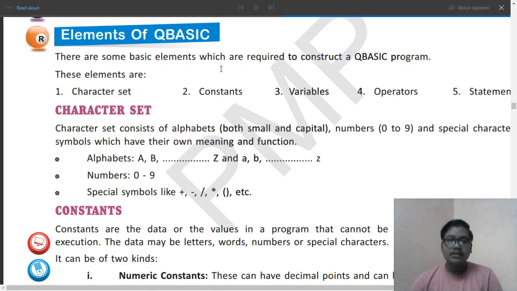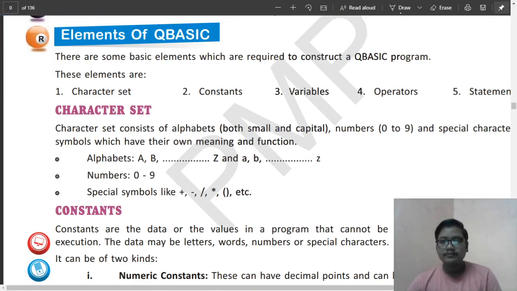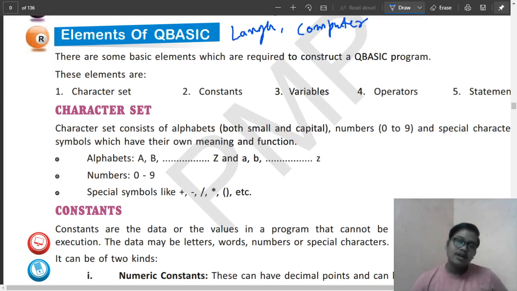In the last chapter I told you about the languages, what a computer language is, what it is used for, and the types of computer language. So these are all the things we have learned so far. And now, what do we have to study today? From today we have to study about QBASIC.